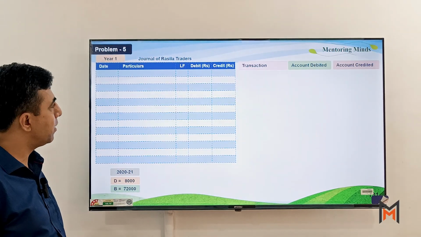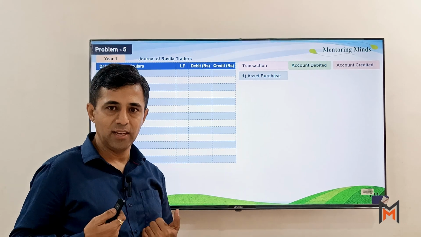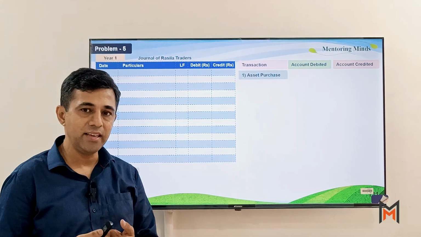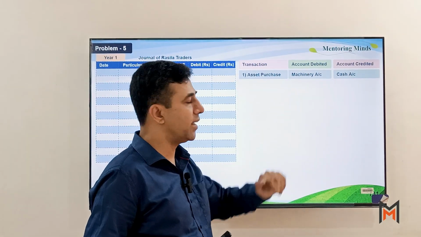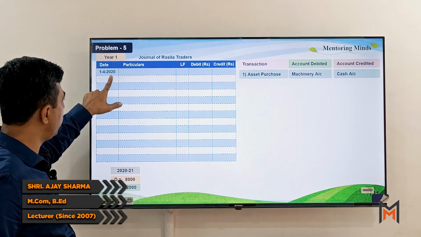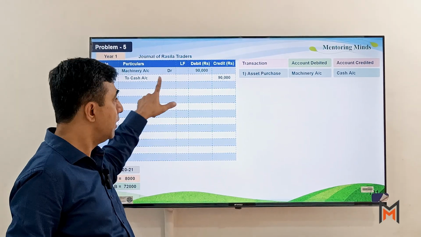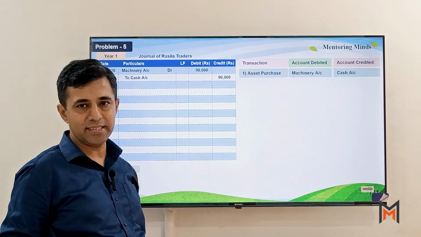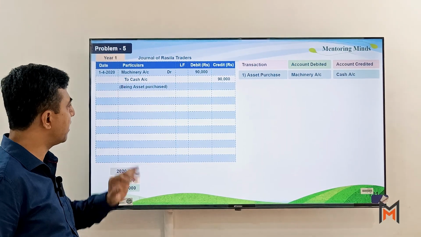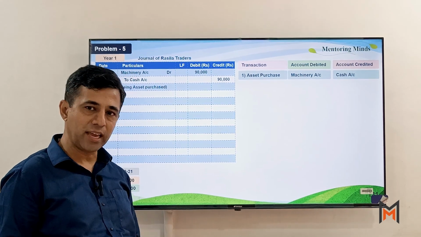तो सर क्या क्या journal entry हमारे दिमाग में चलती है? पहला, we are purchasing the asset. हम asset खरीद रहे हैं, तो when you are purchasing asset, asset comes in because asset is a real account. So here machinery debit and cash goes out. So journal entry will write on 1st April 2020 machinery account debit for 90,000 and cash account credit for 90,000. And here remember we have to write narration. So narration, let's say we can write in short, being machinery purchased for cash.